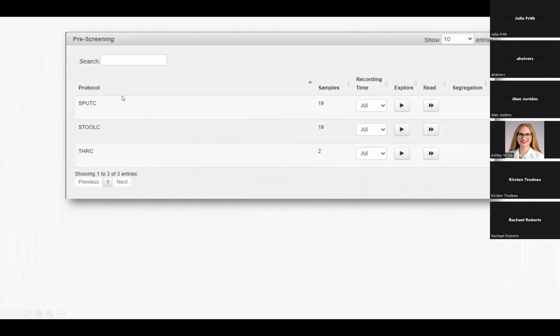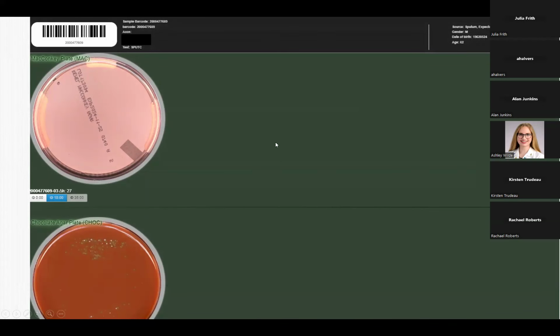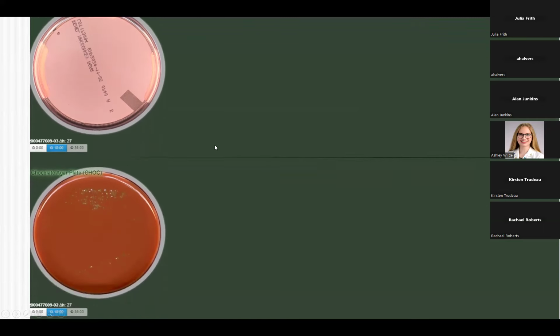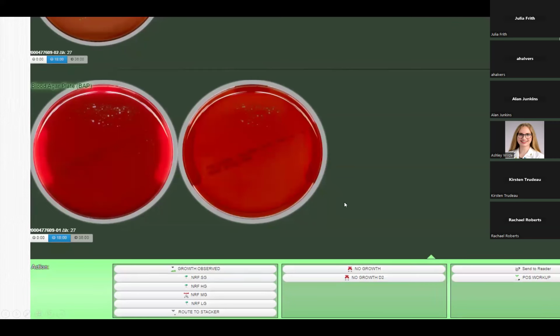When it's ready to be imaged, after it's been imaged, it'll show up on something like this. This is telling me I got 19 sputum cultures that are now ready for me to look at, 2 throat cultures, and we can click on these explore buttons and we'll see something like this. This is a sputum culture and it's going to show me the plates. And then we're going to decide what needs to be done with it.